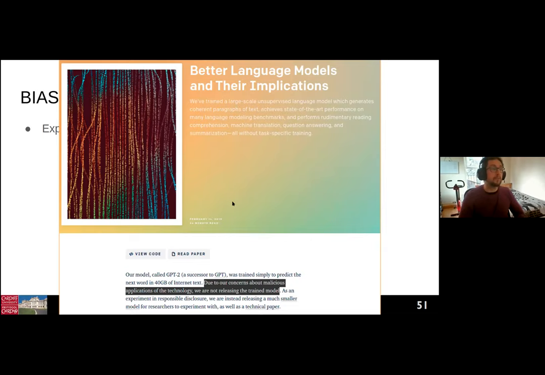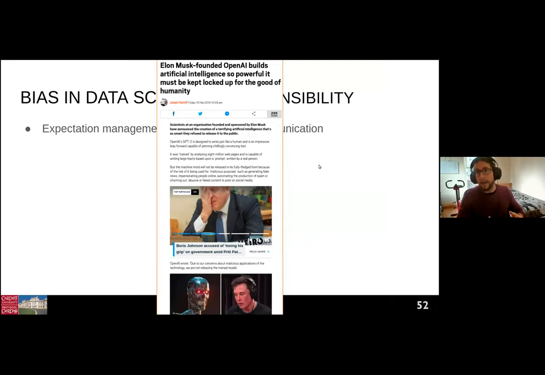But of course, this creates a bubble of hype and misunderstanding from the media. Such as this: Elon Musk founded OpenAI, builds artificial intelligence so powerful it must be kept locked up for the good of humanity, with your classical Terminator photo. And of course, this is again a problem because unless you are very deep into what's going on, why would you not believe something like this? And it really gives a wrong picture of what AI can do.